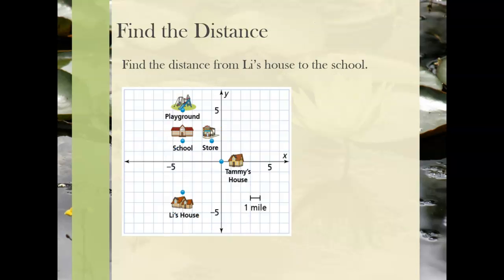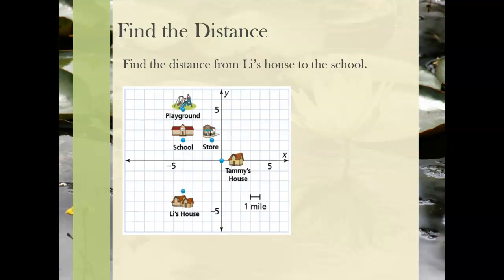In our first example, we want to find the distance from Lee's house to the school. We can see from the legend on our coordinate plane that each unit is 1 mile. Since they're both plotted on the coordinate plane, we could simply just count the number of units from Lee's house to the school, and that would be 1, 2, 3, 4, 5, and we know that the distance is 5 miles. We also can calculate the distance using the coordinates of the 2 locations.